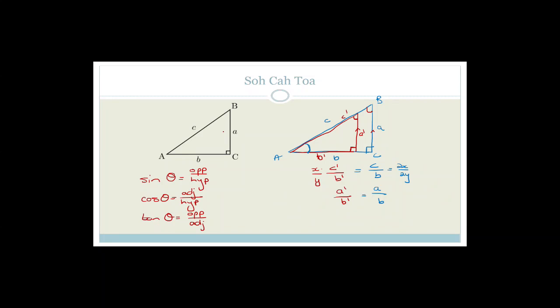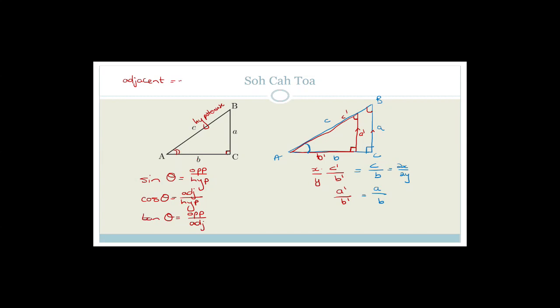And you need to understand that the side opposite the 90 degrees is always the hypotenuse, right? And then it depends on whether you're using A or B. If I'm using angle A, the side next to angle A that's not the hypotenuse is going to be the adjacent, because adjacent means next to, right?